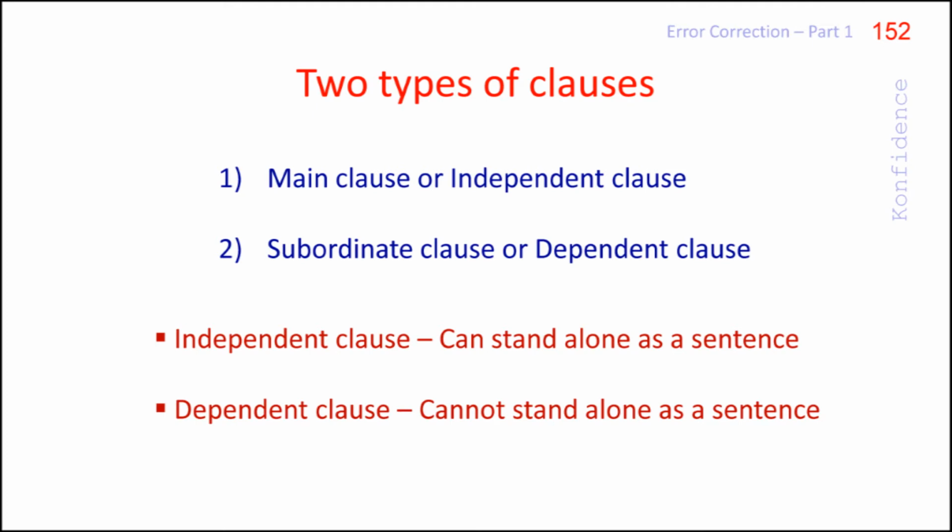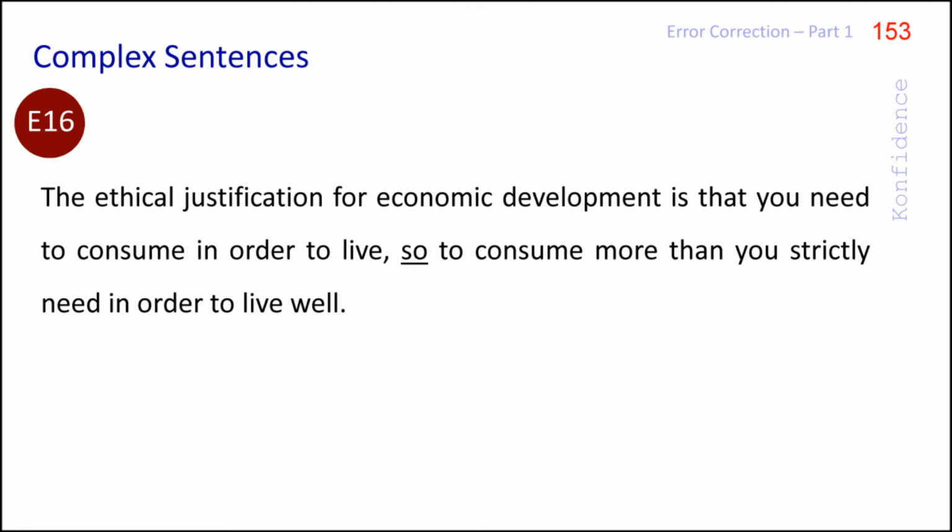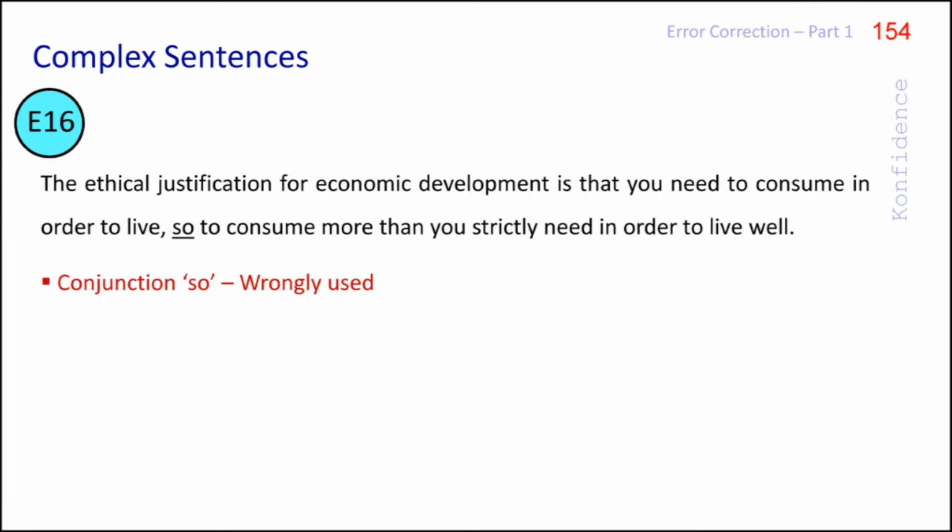The underlined words in those sentences are grammatically wrong. Look at this sentence given in the slide. The ethical justification for economic development is that you need to consume in order to live, so to consume more than you strictly need in order to live well. The conjunction so is wrongly used here. You may overlook this error only if you read the sentence carelessly.